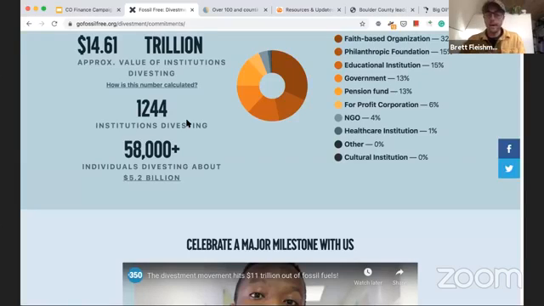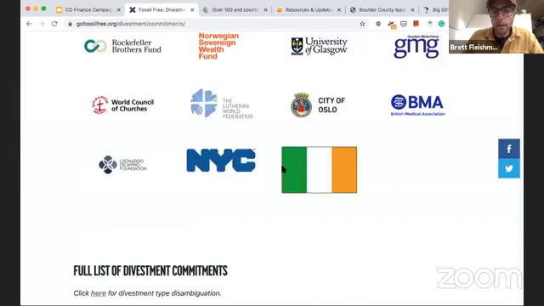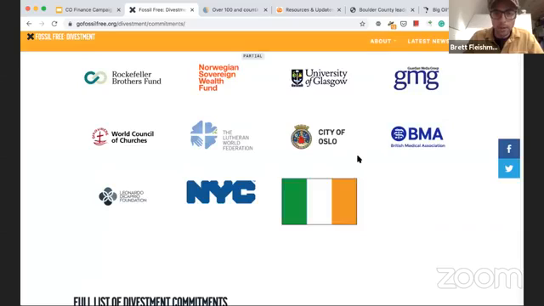So New York City is on that list, and they have $100 billion of assets under management. That's not $100 billion of fossil fuel investments. It's total. And so that pool is going fossil free, and that's what that $14 trillion represents, the total assets under management. And on this page, here are some notable divestments.